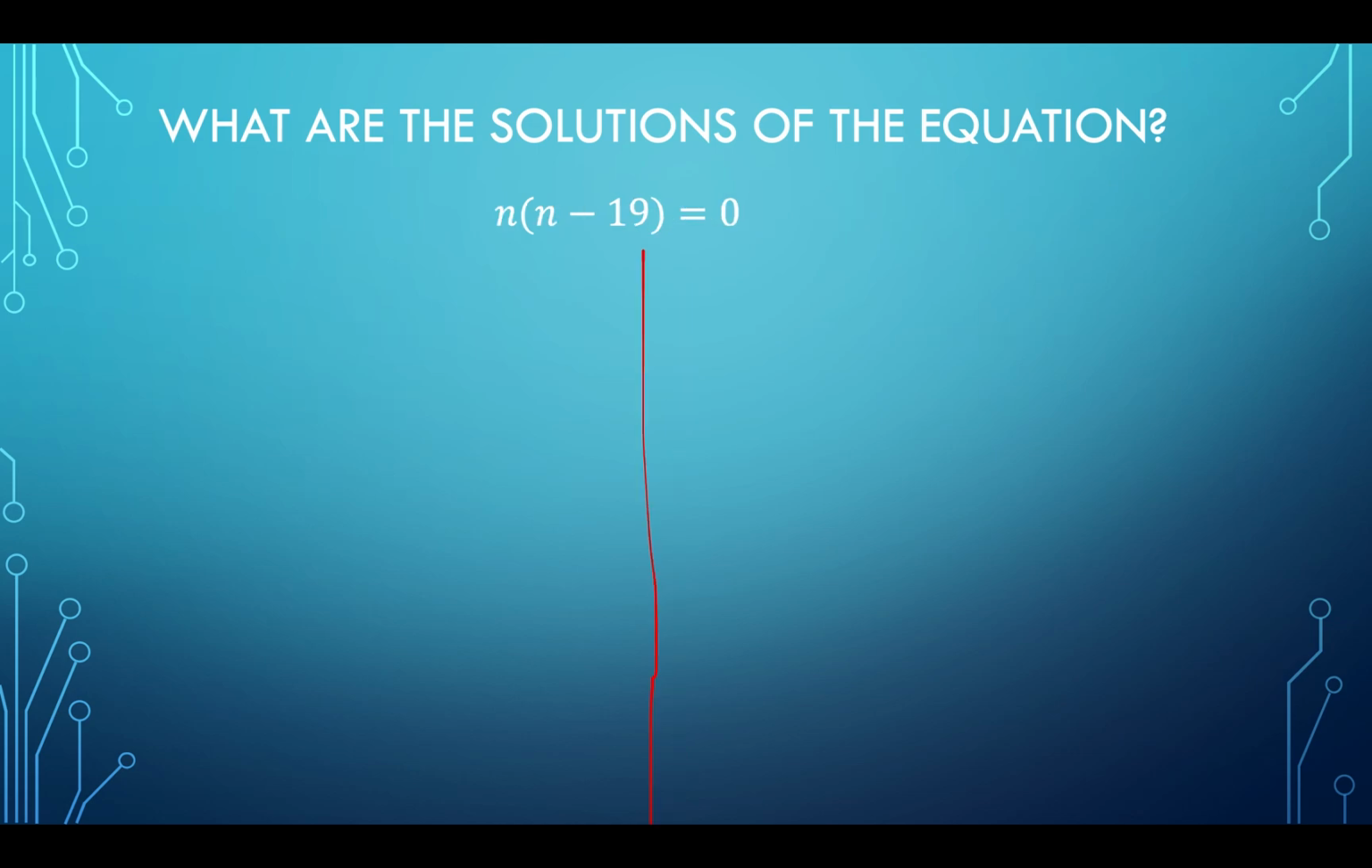How about this one? n times n minus 19 is equal to 0. Set n equal to 0 and then set n minus 19 equal to 0. Well, over here, there's really no work to do, so n is equal to 0. And then over here, we have n minus 19 equal to 0. We got to get n by itself, so what do we got to do with this minus 19? Got to add 19 to both sides. When we do that, we get n is equal to 19.